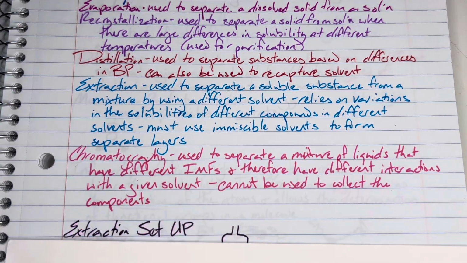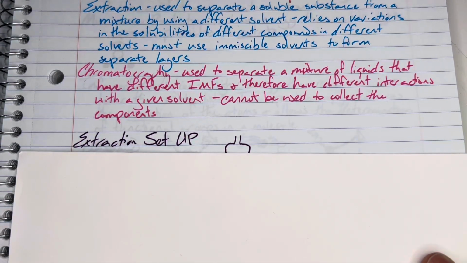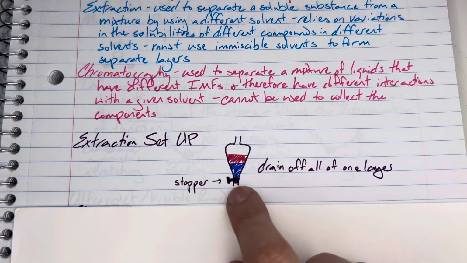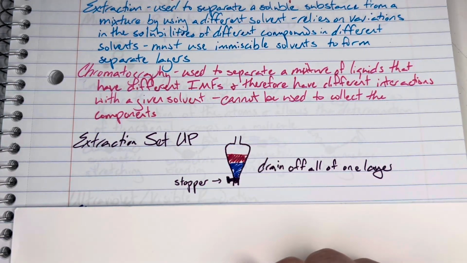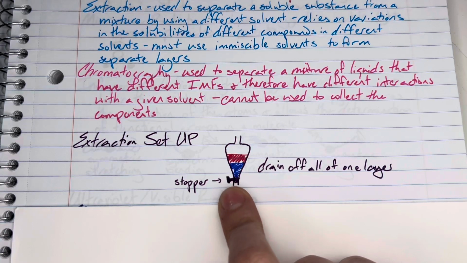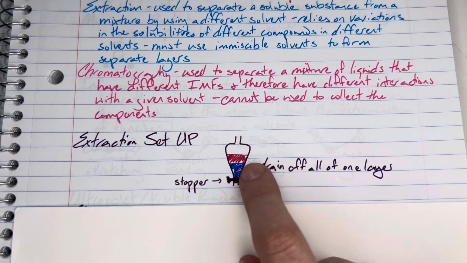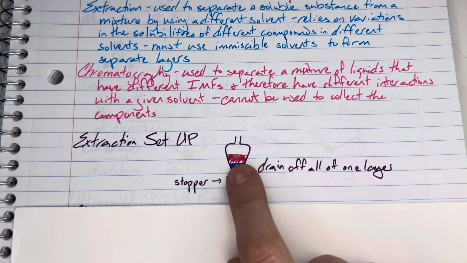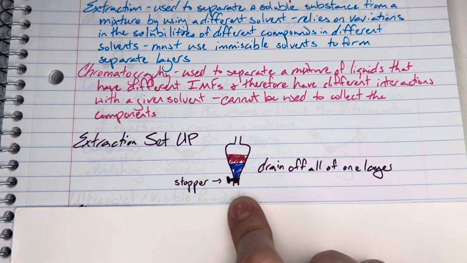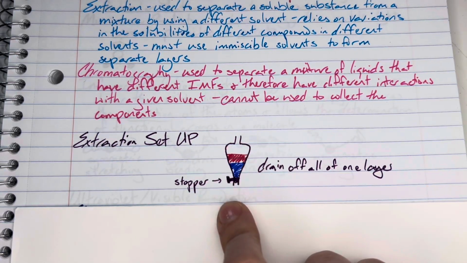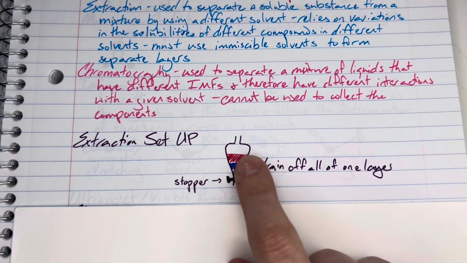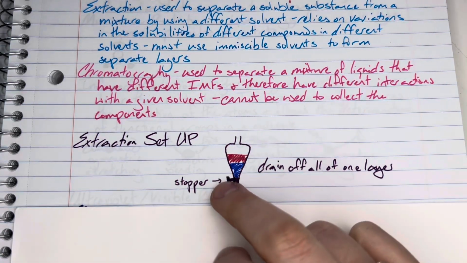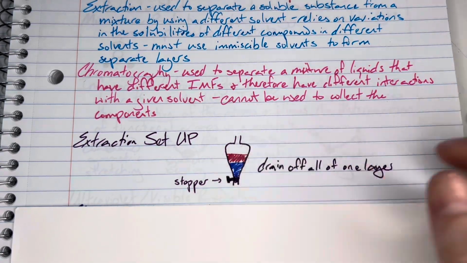An example of what an extraction setup could possibly look like: we have this glassware setup here where you are going to have two immiscible solvents. You will have a stopper, and then you would carefully drain off this blue solvent and try to make sure that none of that red solvent was able to escape out of that bottom stopper, thereby allowing for collection of the different solute that was more miscible in the blue solvent rather than the red.